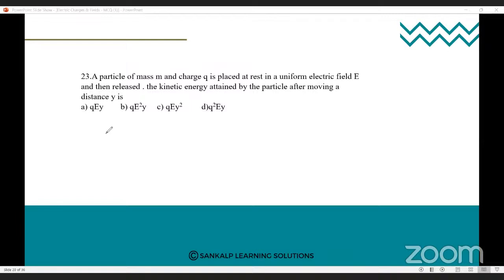They are asking you to calculate the energy after a distance y. What is given in the question, you can check. That is, mass is there, charge is there, electric field E is given. So let us see how to do this one.